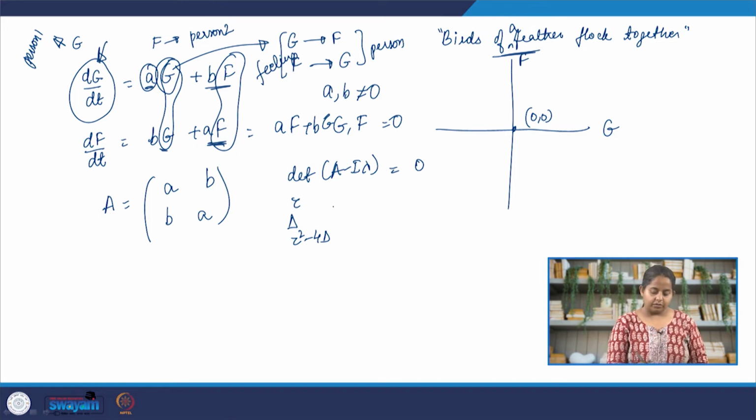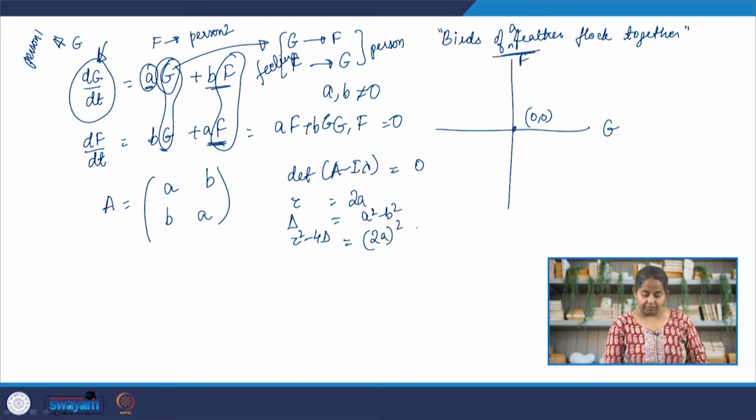So tau is equal to 2a. Aha! Delta is equal to a squared minus b squared. And then tau squared minus 4 delta is going to be 4b squared, which is always positive. So we know that in the graph that we consulted last lecture, tau and delta are going to be outside the curve. So let's look at the graph.